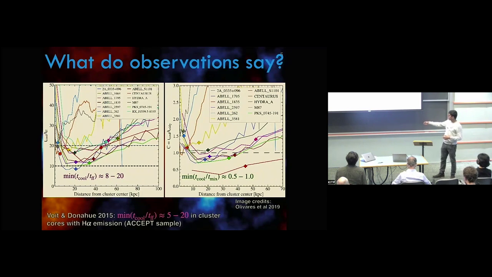I think Mark Voigt and Megan had this paper where they looked at H alpha emission in the ACCEPT sample of clusters, and they found that the T cool by T free fall in those was between 5 to 20. So this seems to be occurring in both observations, and theorists were also predicting it.